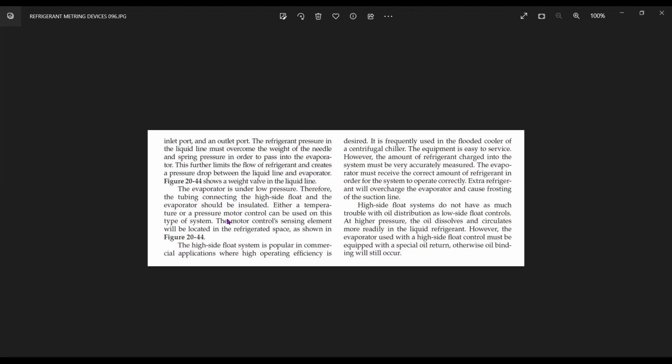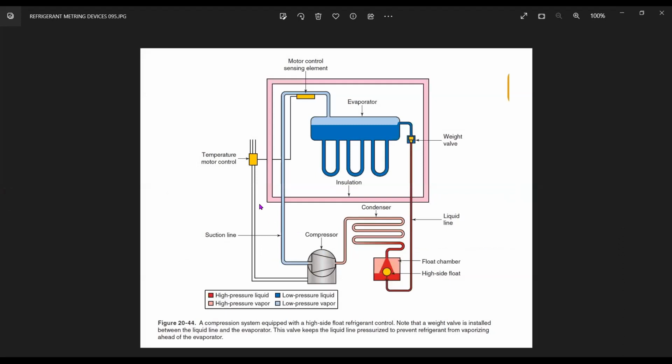Either a temperature or pressure motor control can be used in this type of system. Means what is operating the motor basically. Pressure or temperature sensing. The motor control sensing element may be located in the refrigerated space as shown in the figure. As you see here, the motor is basically controlled by this sensing element at the inlet outlet to the evaporator.